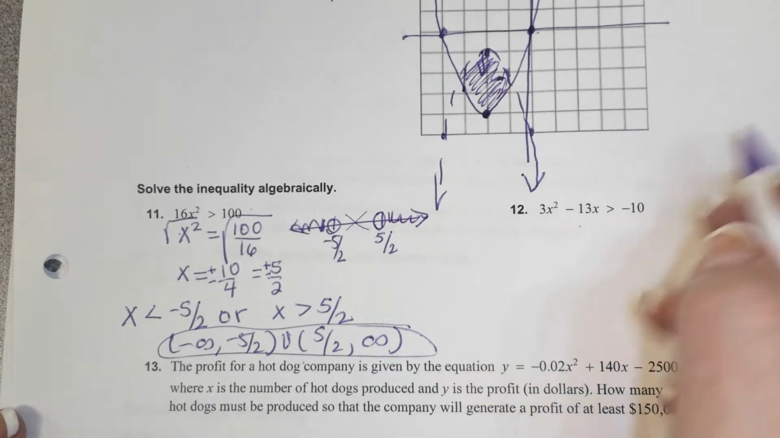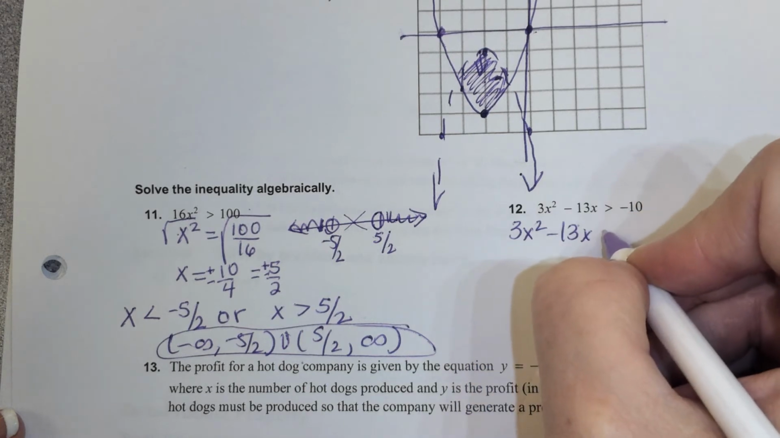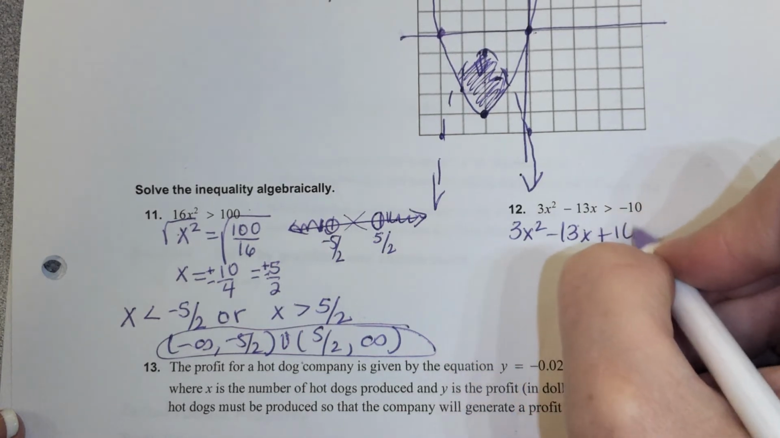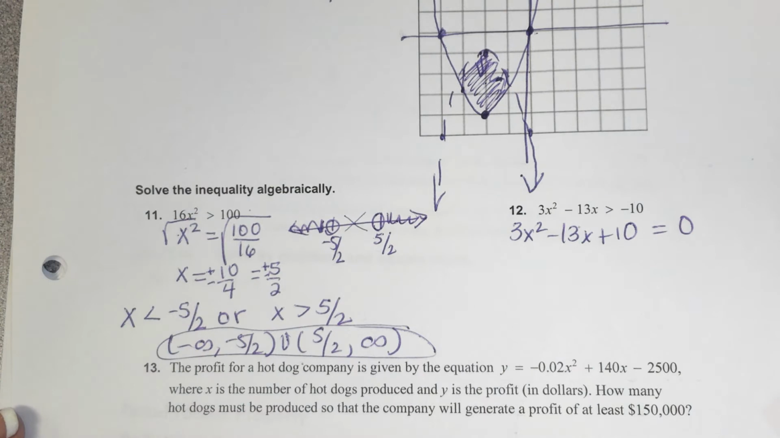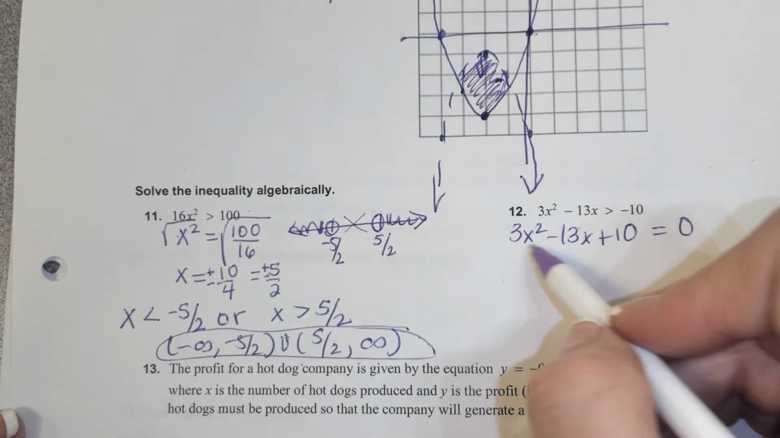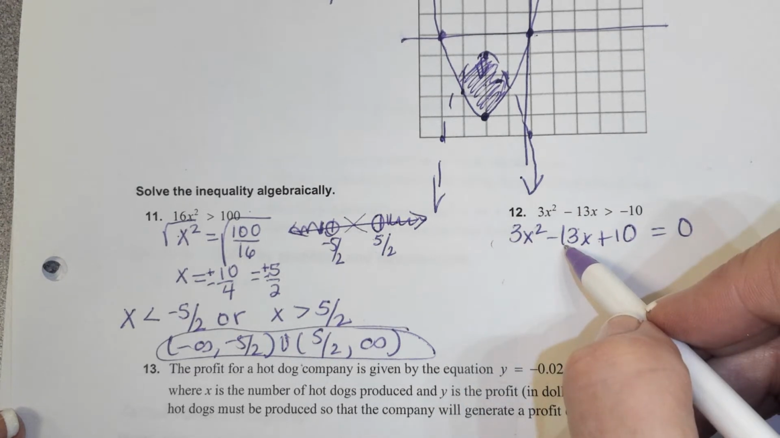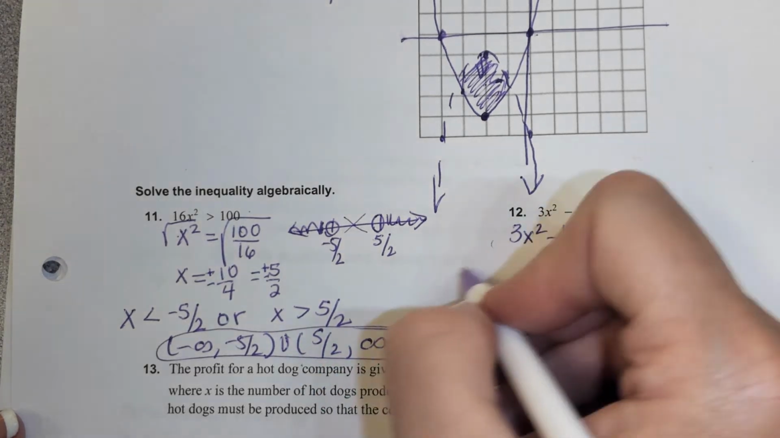So what about one like this? Well, 3x squared minus 13x is going to have to be plus 10. First, we're just going to treat it as equal to 0. See if it can factor. I don't want to use the quadratic formula unless I have to. Are there numbers that multiply to be 30 and add to be 13? Yeah, 10 and 3. Great.